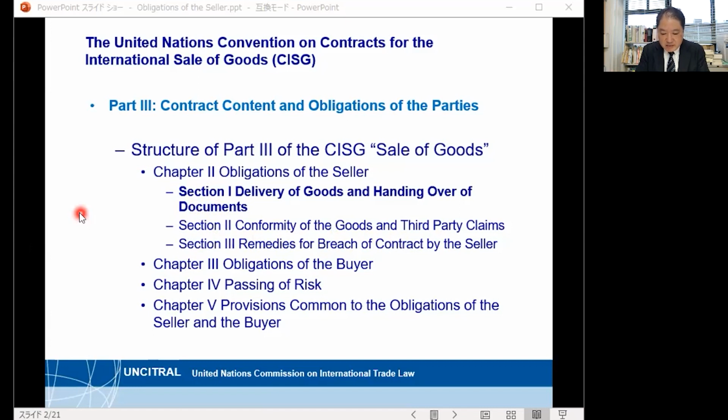Chapter 2 adopts a simple and easy to navigate structure of defining what the obligations of the seller are in sections 1 and 2, and then goes on to provide what remedies are available to the buyer in case the seller is in breach of the contract in section 3. Chapter 3 on obligations of the buyer adopts a very similar structure. This lecture deals with section 1 of chapter 2.